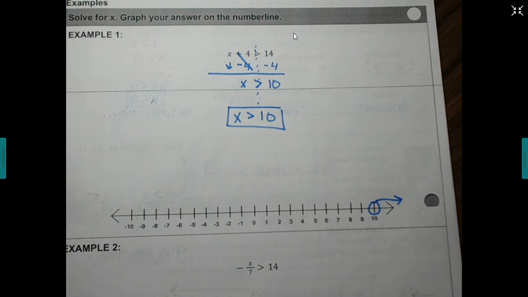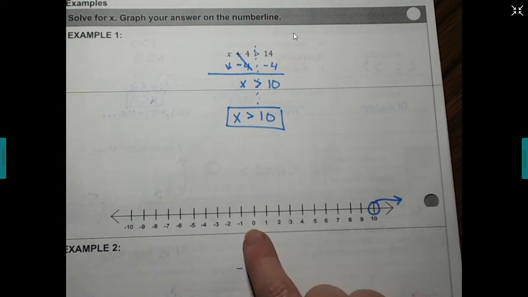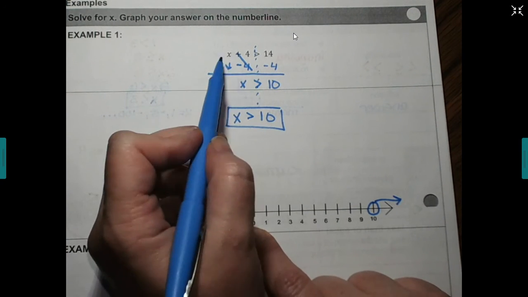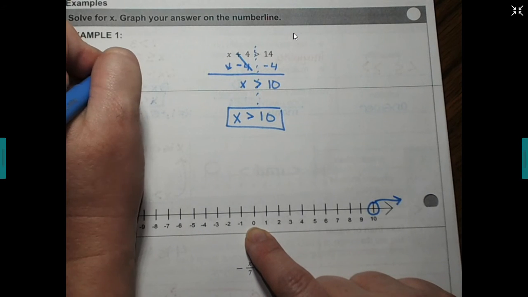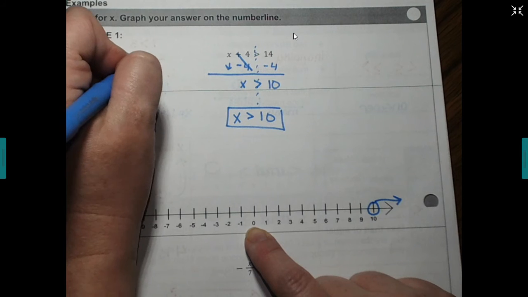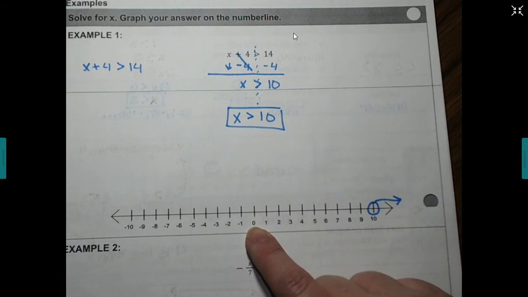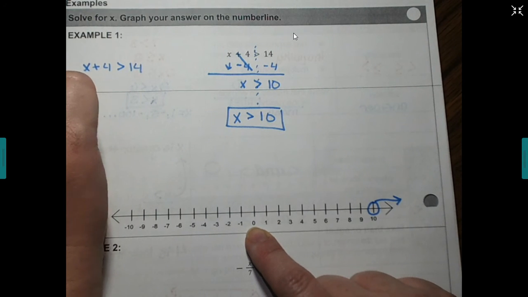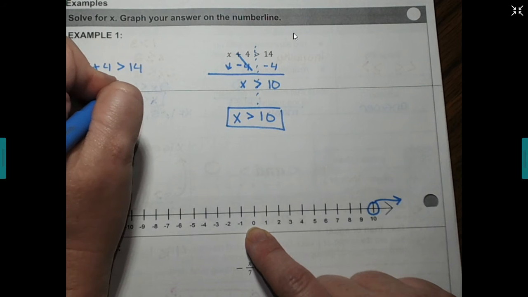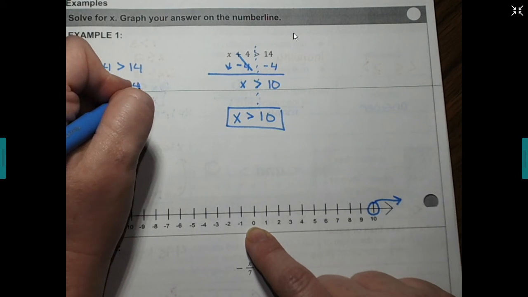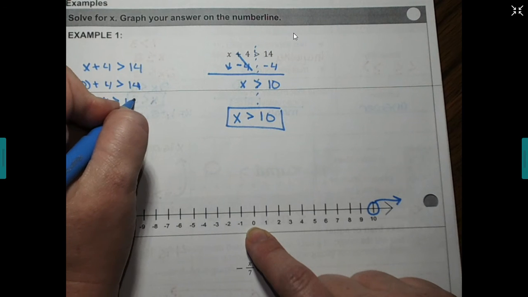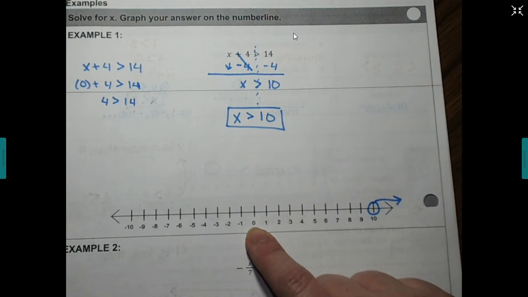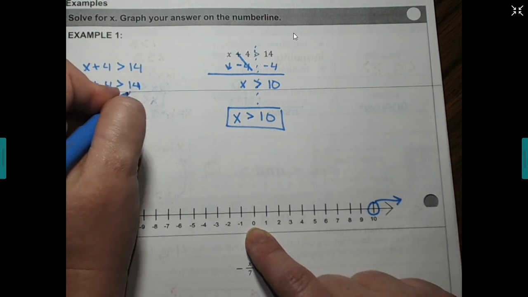And we can think about that a little bit, guys. Let's say I had 0 and I put it into x plus 4 greater than 14. What if I put 0 in for x? 0 plus 4 greater than 14. Well, 0 plus 4 is 4 greater than 14. Is that a solution? No, sir.